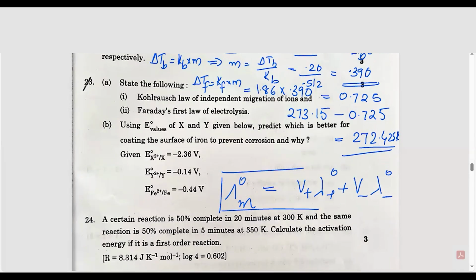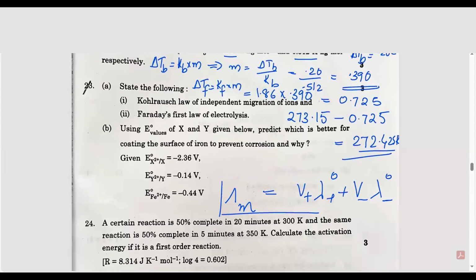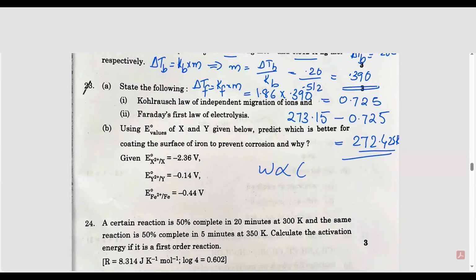Next, moving to Faraday's first law of electrolysis. What is Faraday's first law of electrolysis? It states that the amount of any substance liberated or deposited at an electrode is directly proportional to the quantity of electricity passing through the electrolyte. That is Faraday's first law. We have studied that. I think these questions are crystal clear for you to write as soon as possible. That is, W is directly proportional to Q, the equation for Faraday's first law.